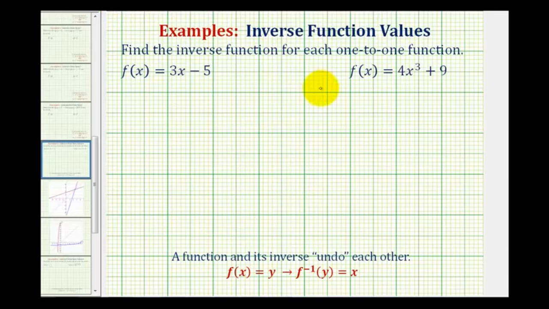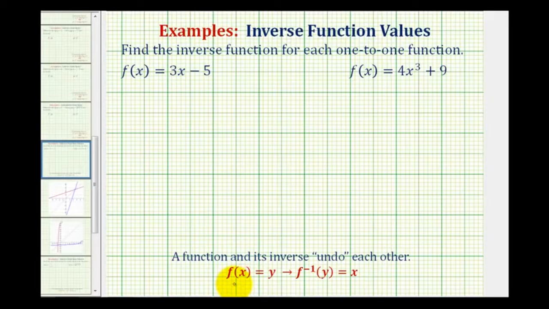We want to find the inverse function for each of the given one-to-one functions. They're telling us the given functions are one-to-one so that we know that the inverses are also inverse functions. Remember, functions and inverse functions undo each other. So for example, if f of x equals y, then f inverse of y would be equal to x.